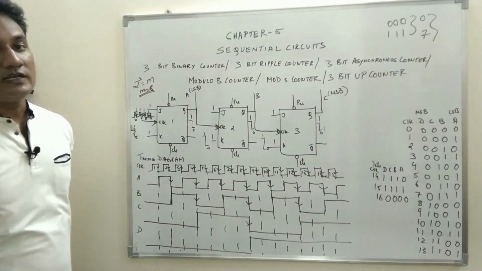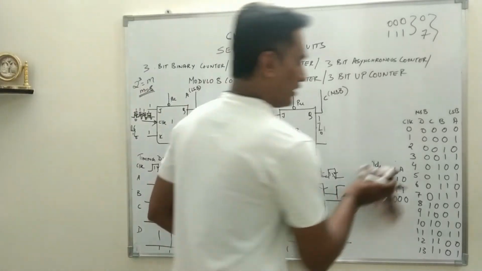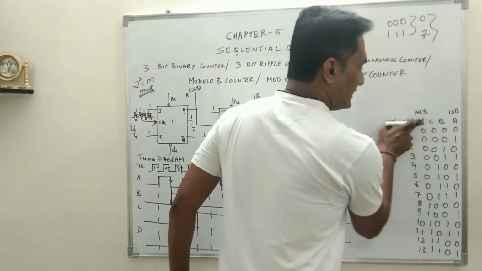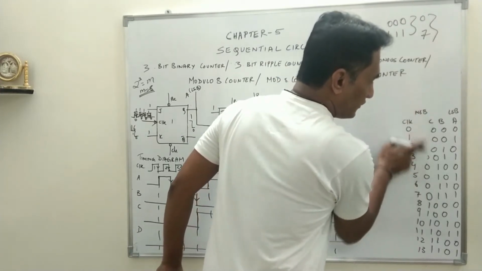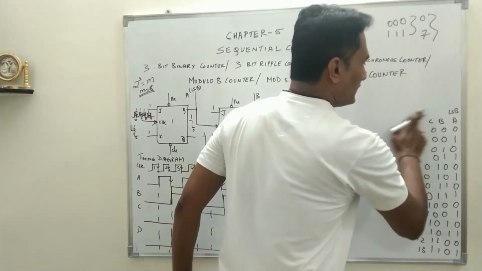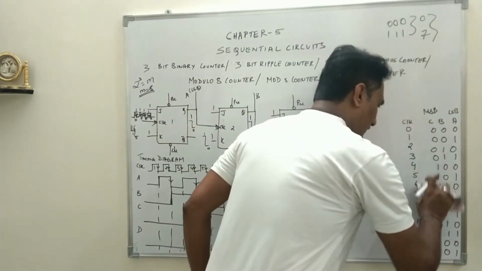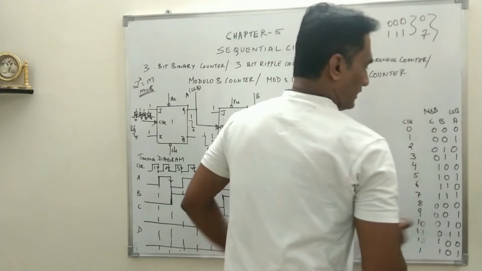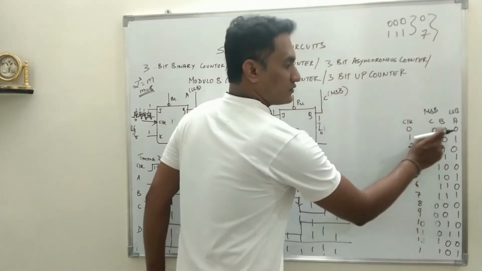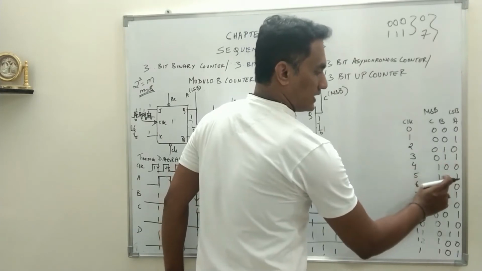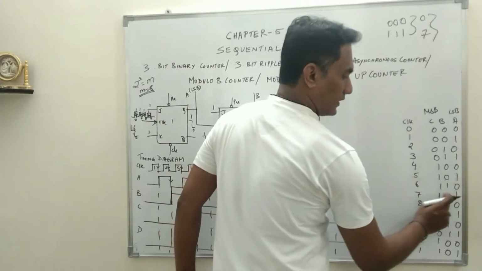Now how will the count start? D is not there, so D will be removed. D will not be your MSB. Now C is your MSB, so the count of D will not be there. So the count will start from 0 0 0, 0 0 1, 0 1 0, 0 1 1, 1 0 0, 1 0 1, 1 1 0, and 1 1 1.